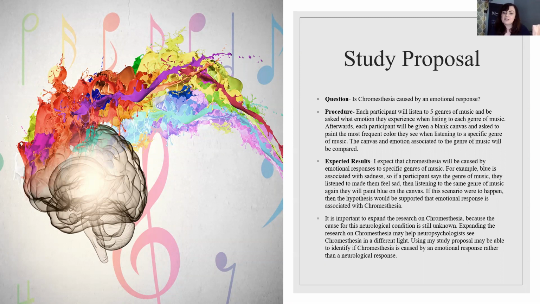It's important to expand the research on chromesthesia because the cause for this neurological condition is still unknown. Expanding the research may help neuropsychologists see chromesthesia in a different light. Using my study proposal may be able to identify if chromesthesia is caused by an emotional response rather than a neurological response, or if an emotional response and a neurological response are both present in patients with chromesthesia.